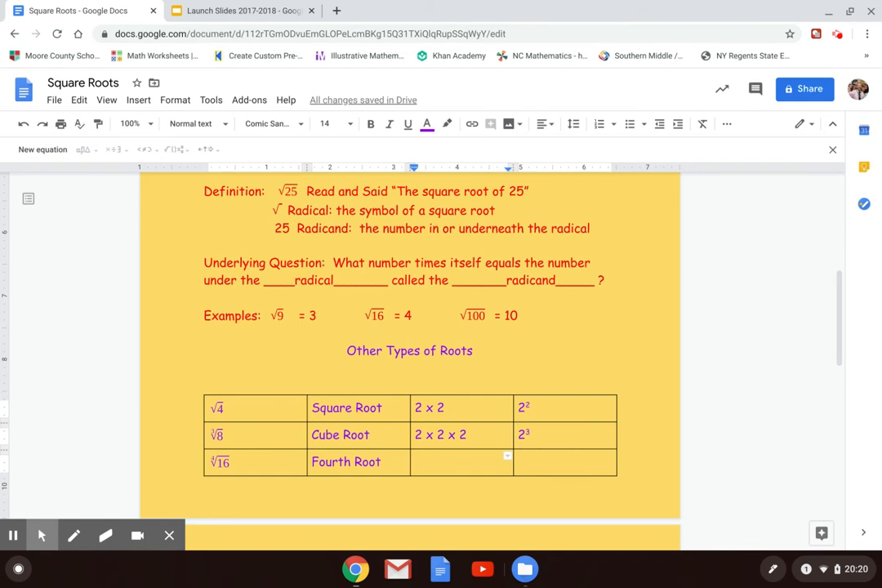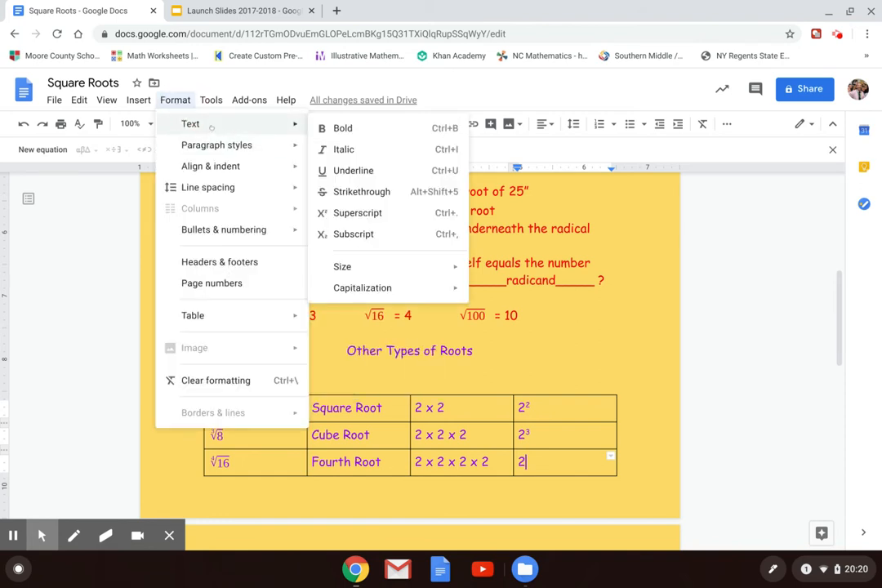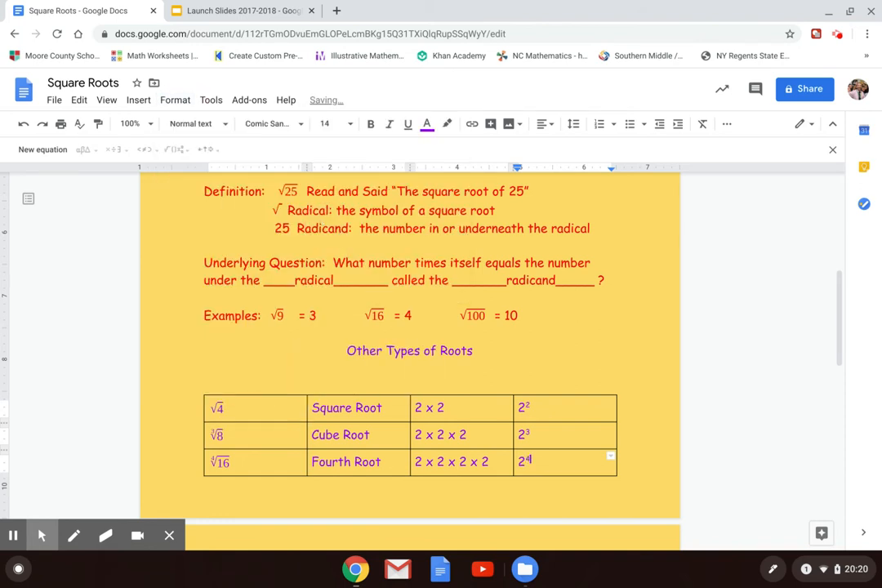Okay? If I look here at the fourth root of 16, so that means what number multiplied by itself 4 times is going to equal 16? Well, since I already know that 2 times 2 is 4, times 2 is 8, times another 2 is going to be 16. Okay? So then 2 to the fourth power is going to be 16.